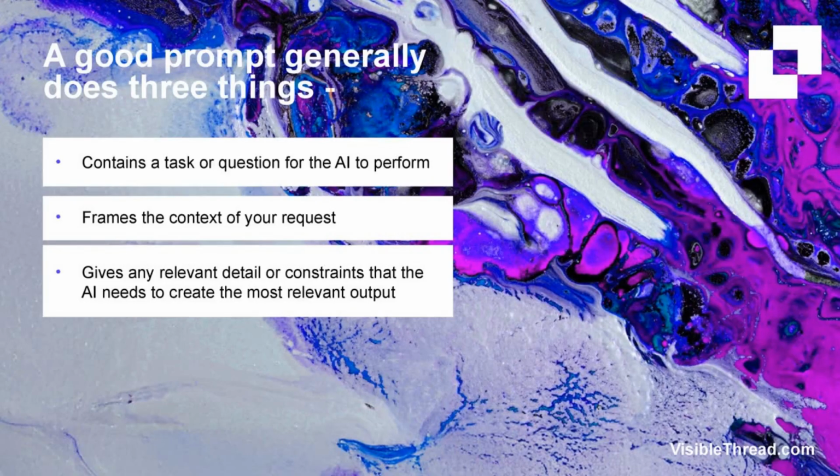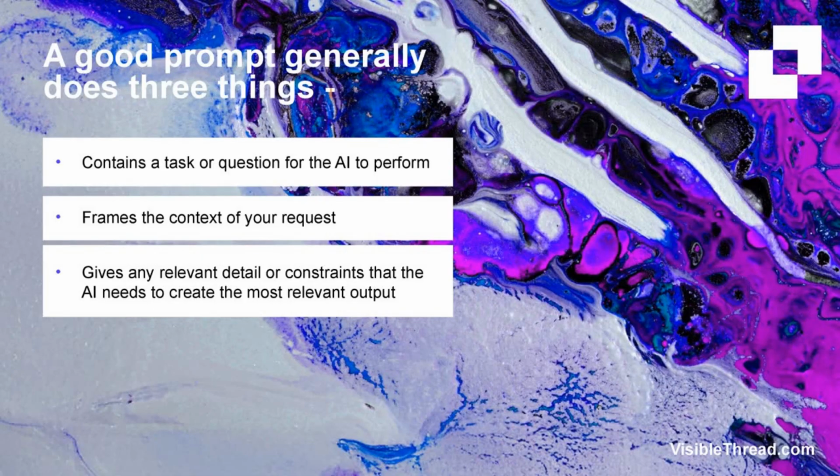It's going to frame the context of your request, and it's going to give any relevant detail or constraints that the AI needs to create the most relevant output. Now, we'll get into how we can expand on what a prompt can and should contain as we transition to more complex structures, but this is a great starting point to sanity check your basic prompts and helps you to build a useful, repeatable foundation.